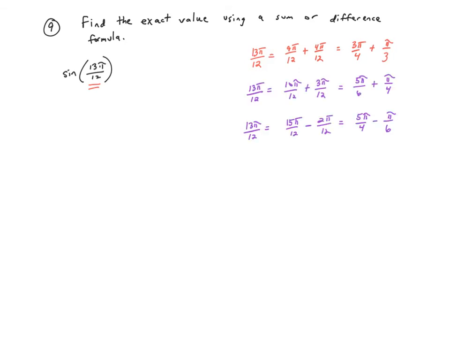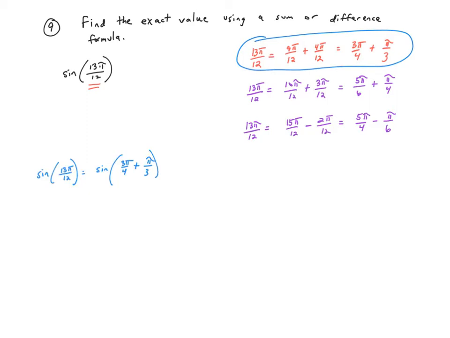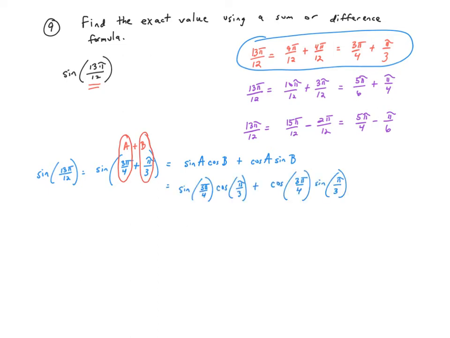There are many pairs of angles that will work, so here are a couple of other possibilities. Pause the video right now and make sure you understand these. To build our solution, we'll use the first one. The sine of 13 pi twelfths is equal to the sine of 3 pi over 4 plus pi over 3. We need to use the sum formula for sine. A is equal to 3 pi over 4, B is equal to pi over 3. Now we will make our substitutions.